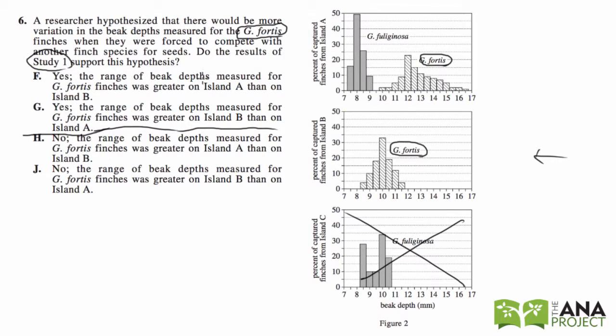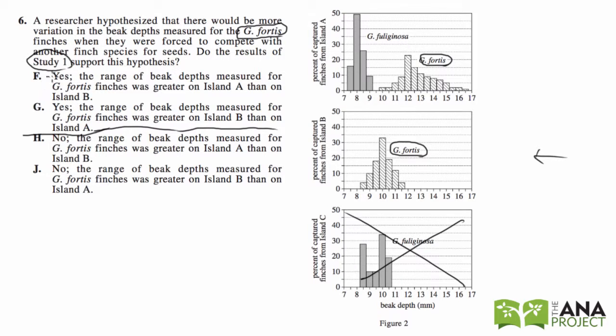Yes, the range of beak depths measured for G. fortis finches was greater on island A than on island B. Yes, the range of beak depths measured for G. fortis was greater on island B than on island A. H says no, the range of beak depths measured for G. fortis finches were greater on island A than on island B. And no, the range of beak depths measured for G. fortis finches was greater on island B than on island A.